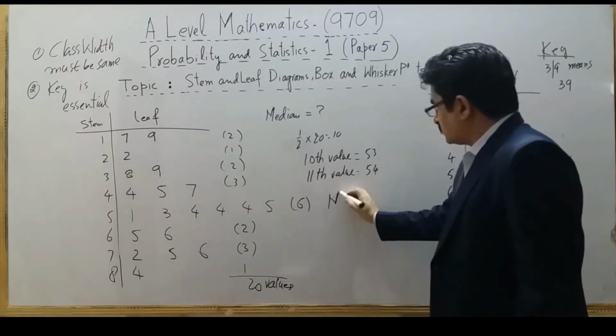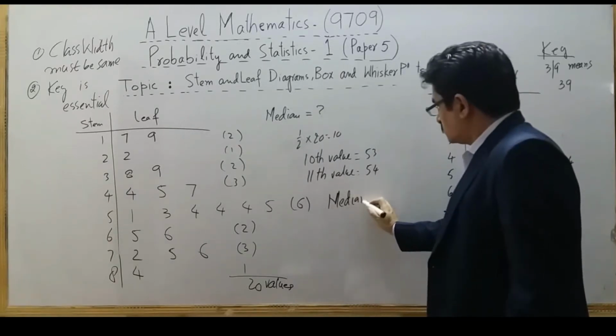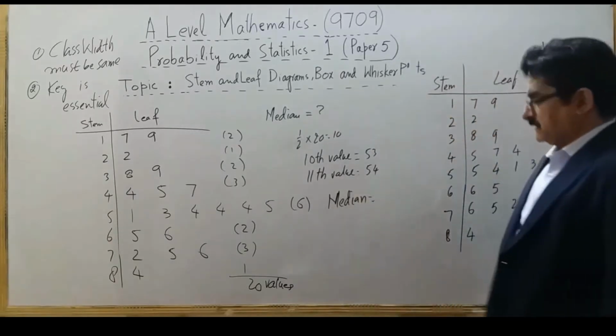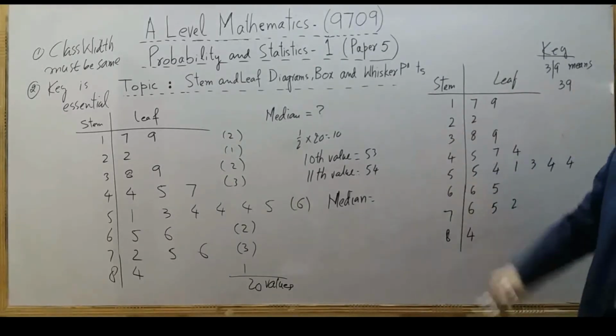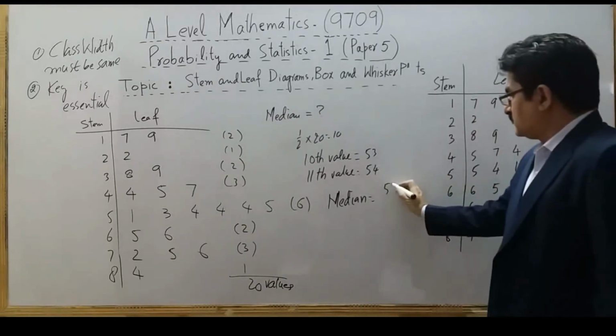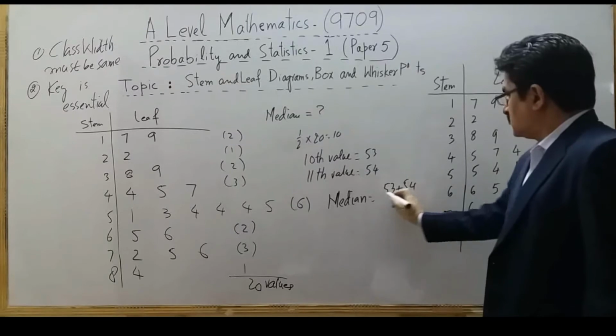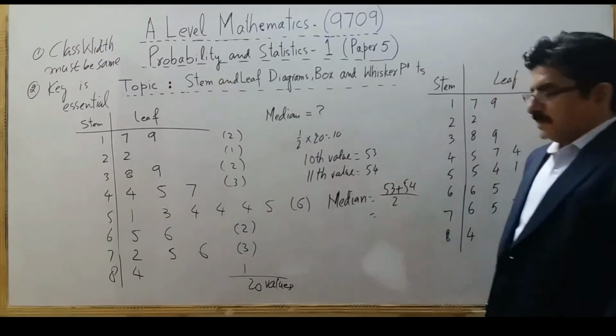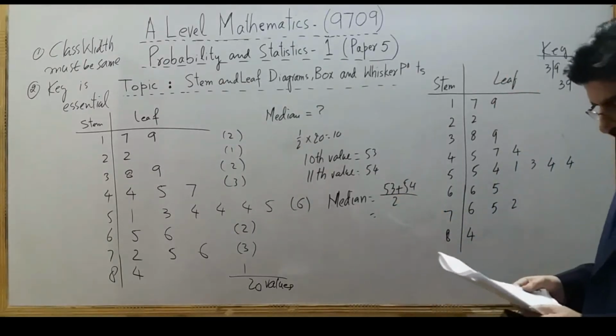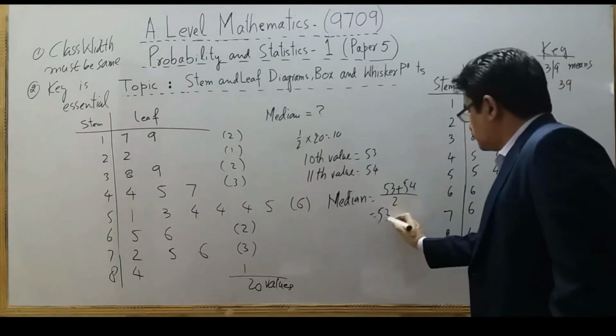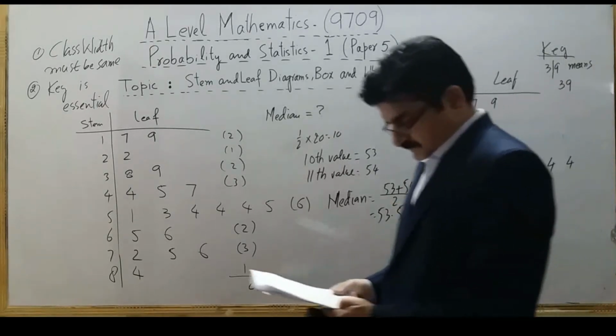So the median will be the average of these. You know that when there are even values, the median is the average of the middle two values. Median is the average of the middle two values. You will get 53.5.